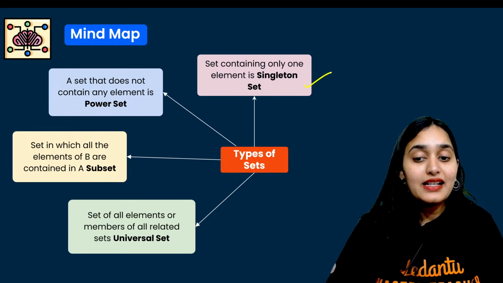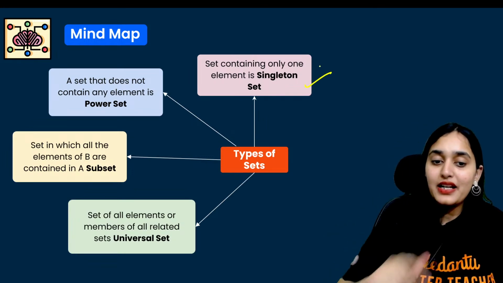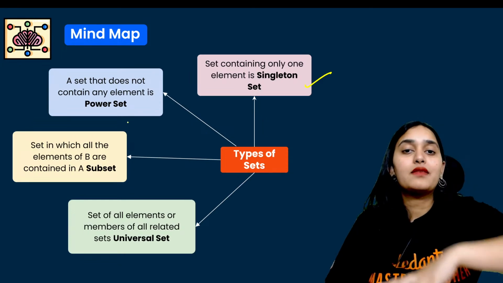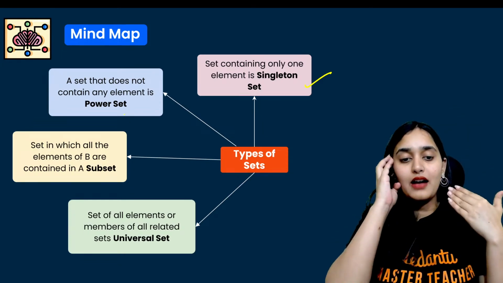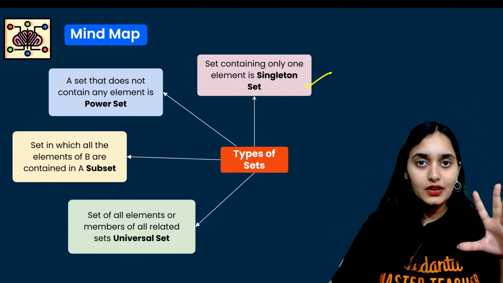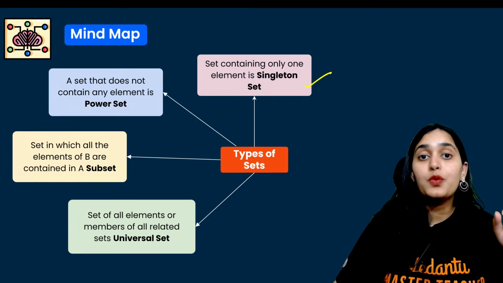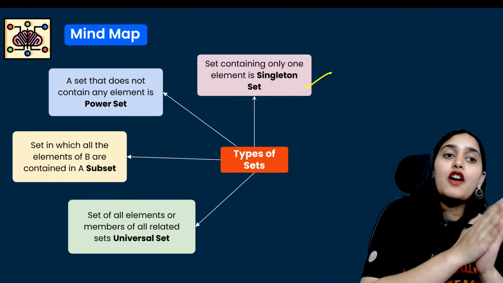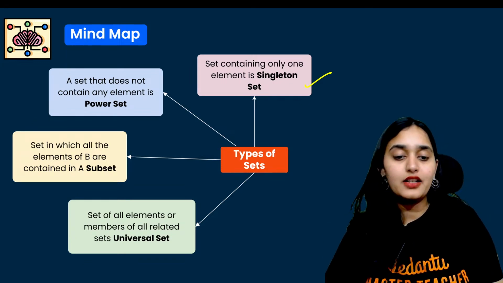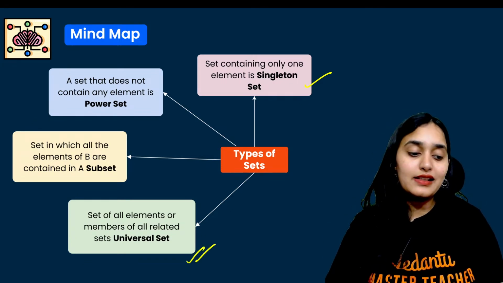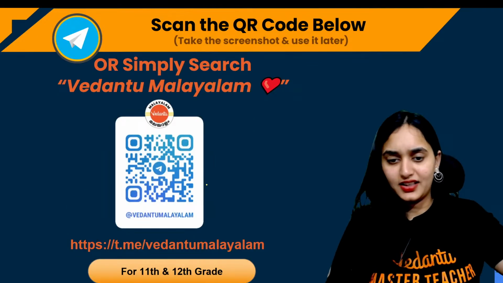Next, singleton set which has only one element. Power set which is like having all the elements. Subset, where if elements of this set belong to the other set, then it is called a subset. And universal set, a set which has everything.